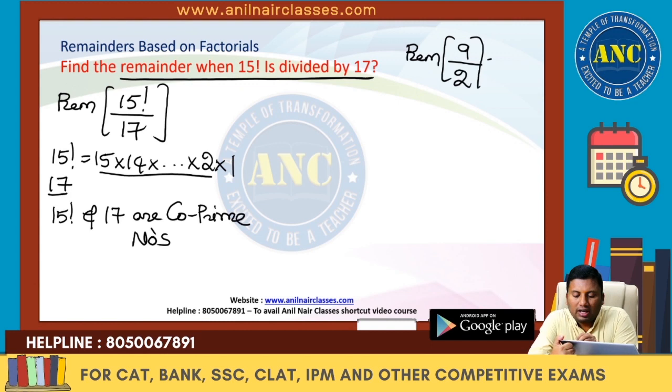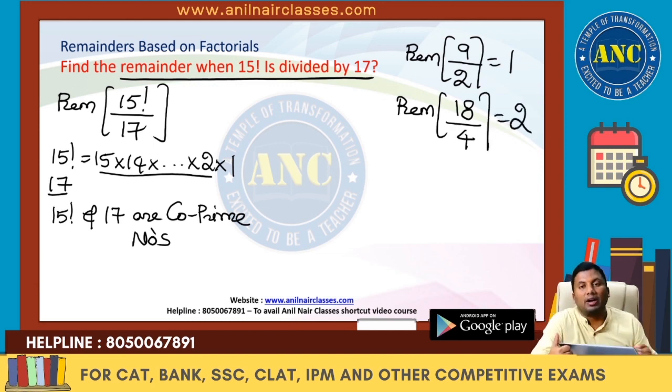Now if you see remainder 9 divided by 2. 2 4s are 8, remainder 1. Remainder when 18 is divided by 4. 4 4s are 16. What is the remainder? 2. Here 9 and 2 are co-prime to each other. I got a remainder 1. 18 and 4 are not co-prime to each other. The remainder is getting affected.